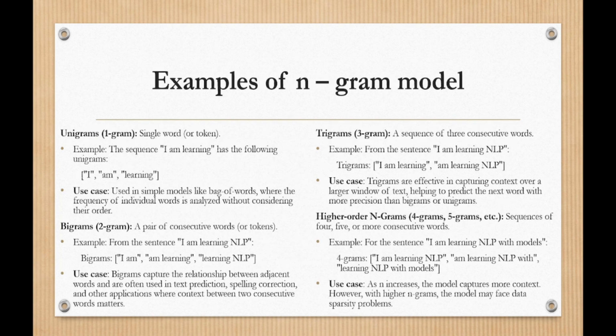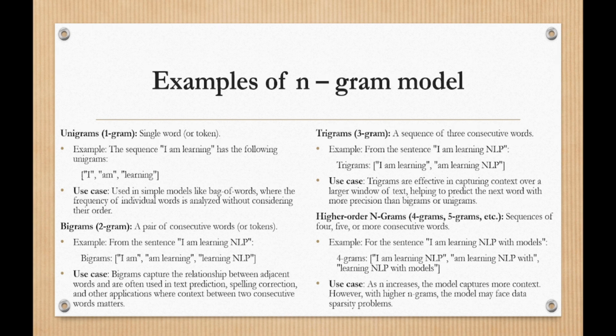Let's go to the examples of the n-gram model. Unigram or 1-gram. This is just one word at a time. Example, if you say I am learning, the unigrams are just the individual words: I, am, learning. It is counting how many times each word shows up without worrying about the order of the words. This is useful when you want to know which words are common.